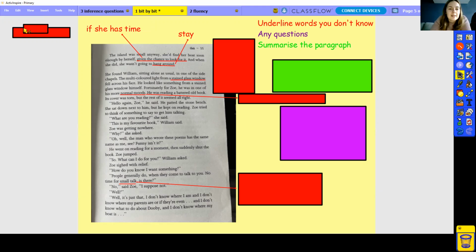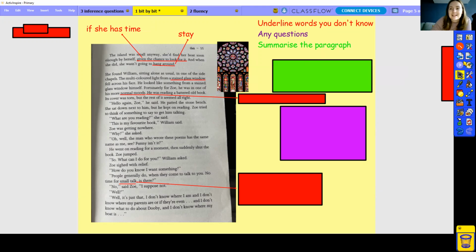Okay, so she found William sitting alone as usual in one of the side chapels. The multicolored light from a stained glass window. I believe under here we'll have a picture of a stained glass window. So that's a stained glass window there for you. Fell across his face. He looked like something from a stained glass window himself.